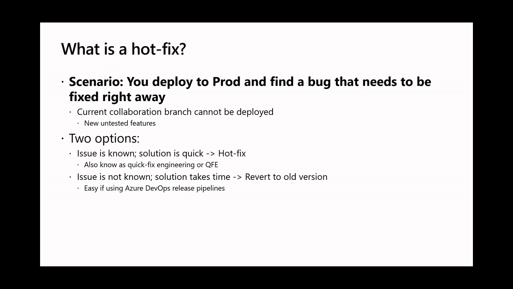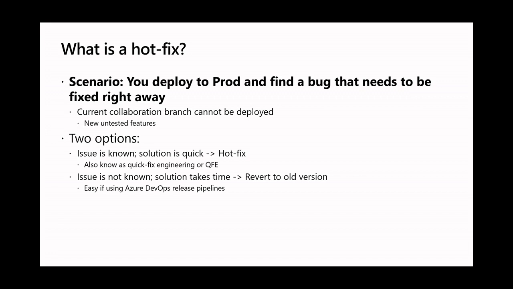So what is a hotfix? Say you follow the existing CI/CD process and you deploy to prod. But what if you find a bug that you realize really needs to be fixed right away? Something happened that breaks your mission critical data processes. Now, you can't deploy the current collaboration branch because it may have new untested features, different things may have been introduced since your last production deployment, and all you really want to do is a small fix to fix what's actually broken in production.